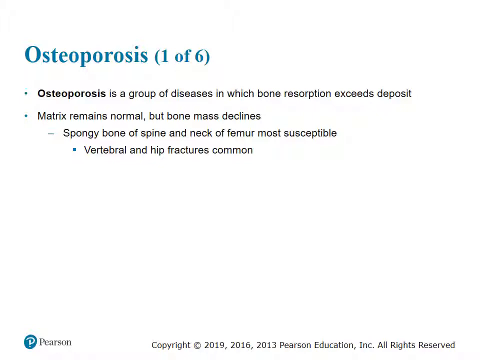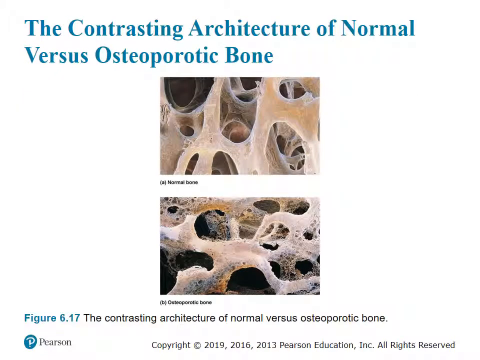Osteoporosis is a group of diseases, so osteoporosis is one term to describe a group, right, where resorption, breakdown, exceeds the deposit of bone. The matrix is normal, but bone mass declines. We see that occurring most of all in spongy bone and in the neck of the femur, because those two places are the areas most susceptible to breakage, right? In particular, we see breakages occur more frequently in hips and in the vertebral column.